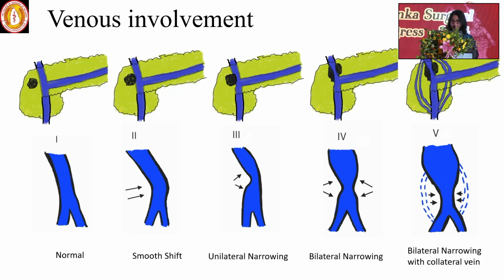This is the venous involvement, as I said earlier. These veins are flexible, they can compress and displace, or they can be encircled by the tumor. The first one shows there is no contact, so that is normal. In the second there is a mild compression of the lateral aspect of the vein and it is displaced slightly. The other one shows a narrowing, the next one a bilateral narrowing, and the last one significant narrowing with collateral formation.